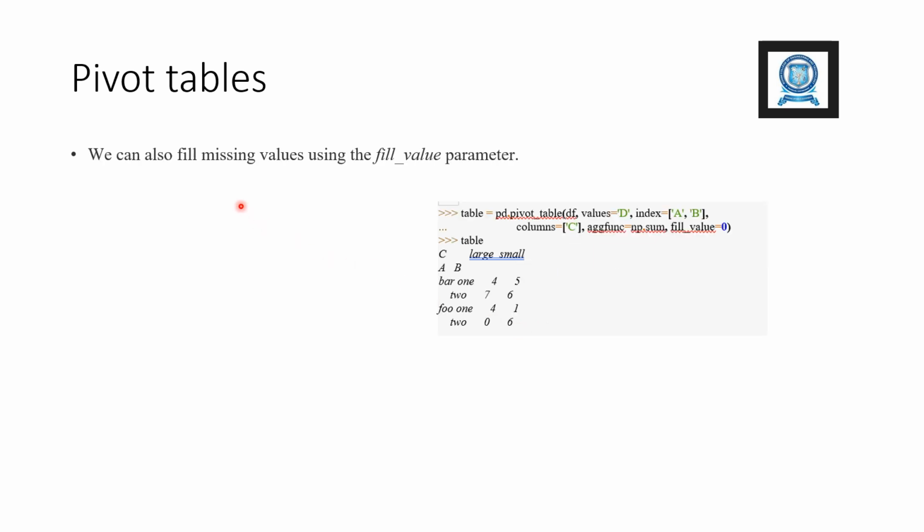We can also fill missing values using the fill_value parameter. See here, pivot_table and the data frame is taken as an input. Here values and index are specified, columns is specified, and then the aggregate function np.sum, and another option we have written, fill_value is equal to 0. If there is a missing value, if there is no value for any particular column, the missing values will be filled by zeros like this.